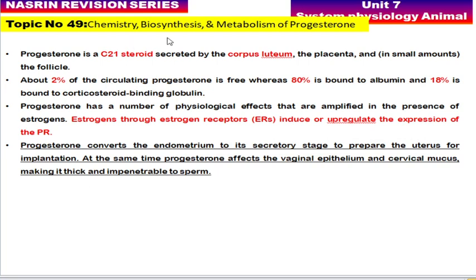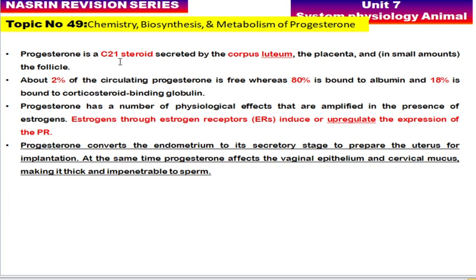Next, chemistry, biosynthesis and metabolism of progesterone. Progesterone is a C21 steroid, which is secreted by the corpus luteum, placenta, and also in small amounts by the follicle. Also, 2% of circulating progesterone is free, whereas 80% will be bound to albumin, and the remaining 18% will be bound to corticosteroid binding globulin.